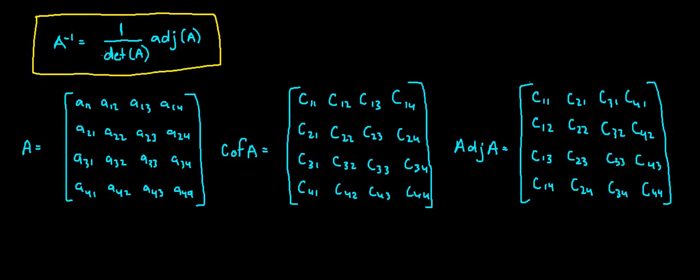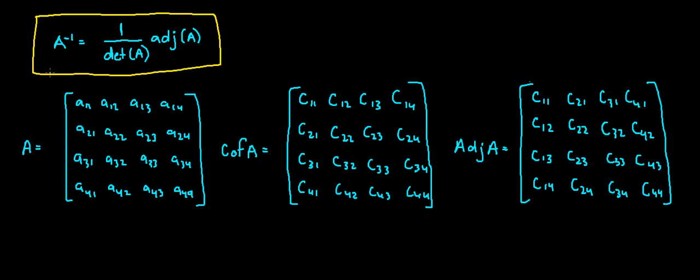A inverse is equal to 1 over the determinant of A multiplied by the adjoint of A. To understand why this works, I'm going to need three matrices. Matrix A, which is just some arbitrary matrix. I made it a 4x4. The cofactors of that matrix, and the adjoint of A.